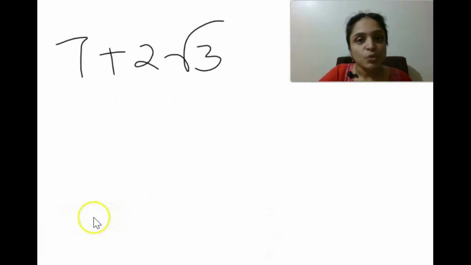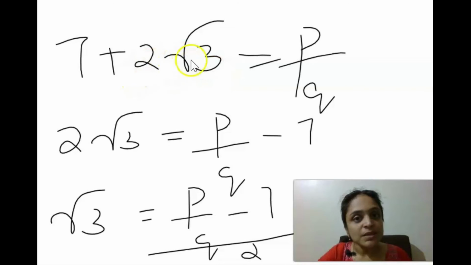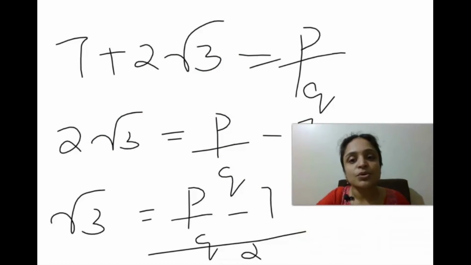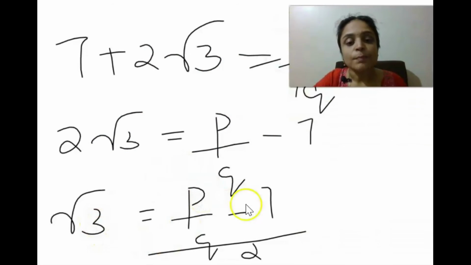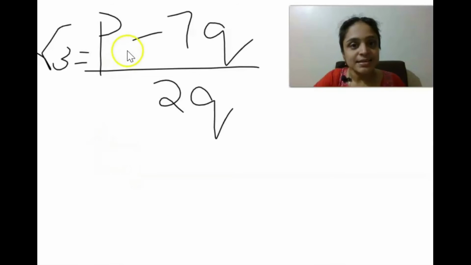Okay, next, prove that 7 plus 2 root 3 is an irrational number. If 7 plus 2 root 3 is rational, then it can be expressed as p by q. So 2 root 3 will become p by q minus 7. So what is root 3? Root 3 equal to p by q minus 7 by 2, right? So root 3 is equal to p minus 7q by 2q.